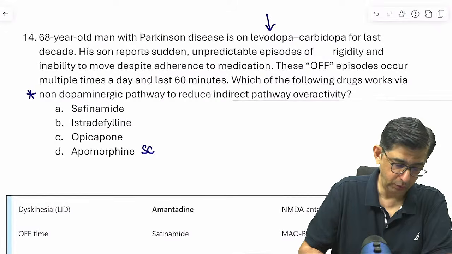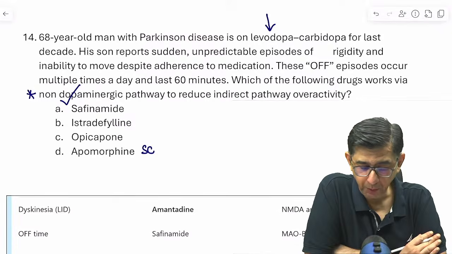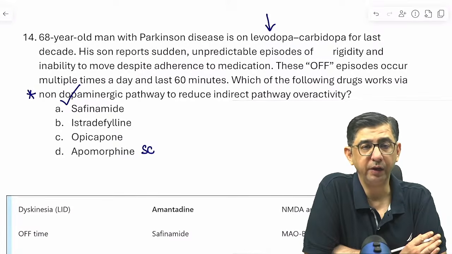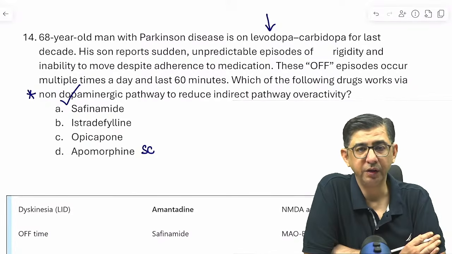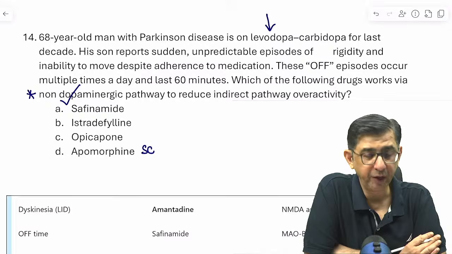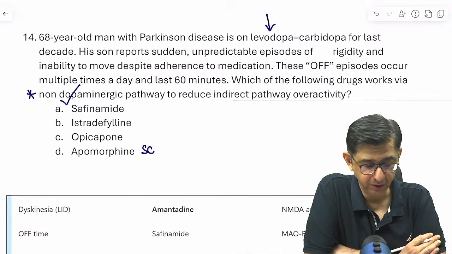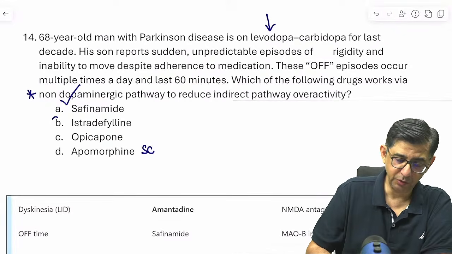Wow, Prashant, great. Non-dopaminergic pathway to reduce indirect pathway overactivity. That's the word that is to be picked up, and that's a new drug, guys. That is istradefylline. JVR, you got it right. It is A2A blocker, that is istradefylline. It's adenosine receptor antagonist that's to be picked up. The answer to this question is option number B.